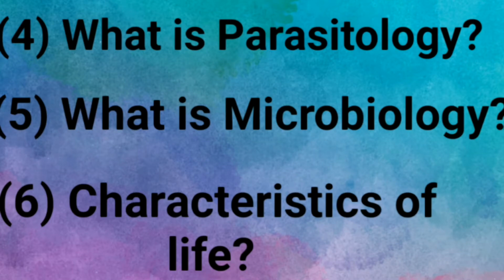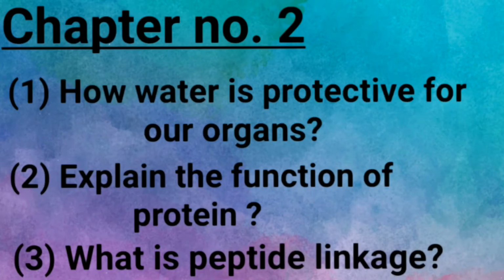Okay, now let's move towards chapter number 2. Now the first important short question of chapter number 2 that has also come in the past board papers of biology is, how water is protective for our organs. This is written in the importance of water in the second chapter.